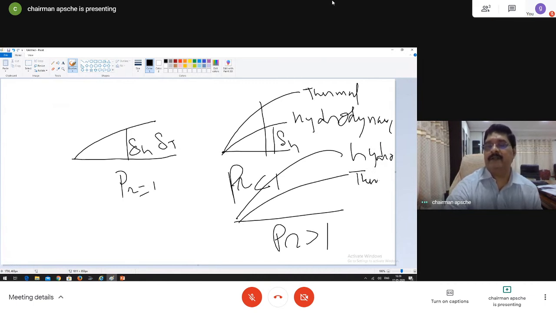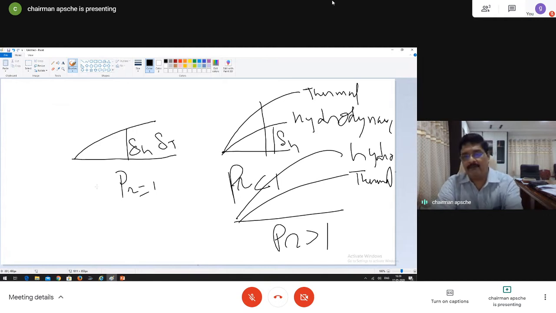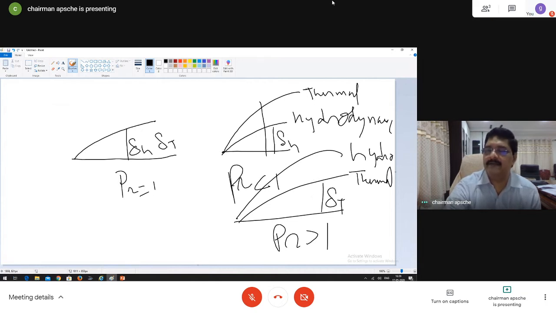Questions in GATE ask what happens if Prandtl number is equal to 1, and how the hydrodynamic boundary layer and thermal boundary layer compare. So this can be asked. For all Prandtl numbers less than 1, delta T is greater than delta H. For all Prandtl numbers greater than 1, delta H is greater than delta T.